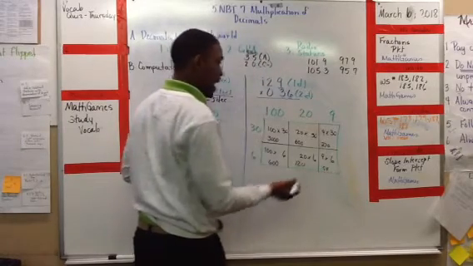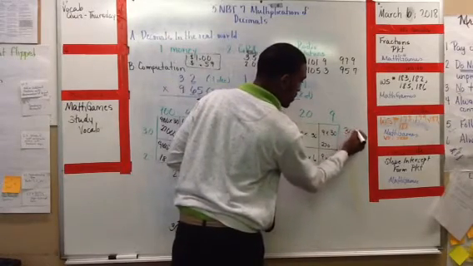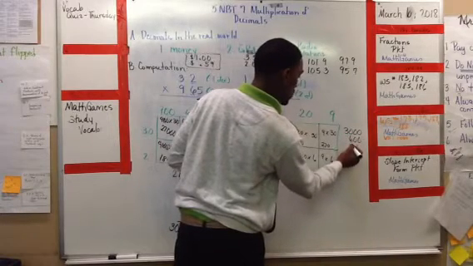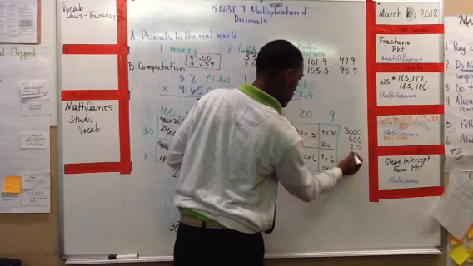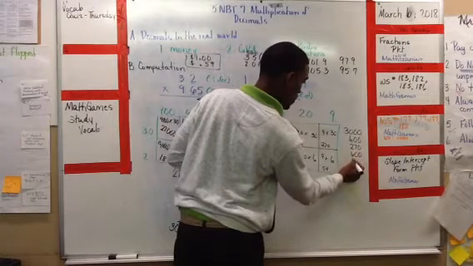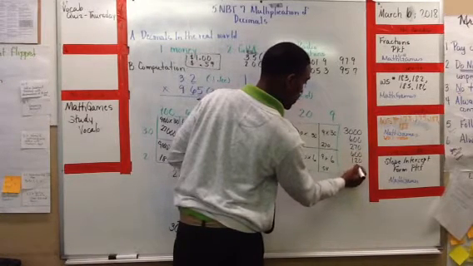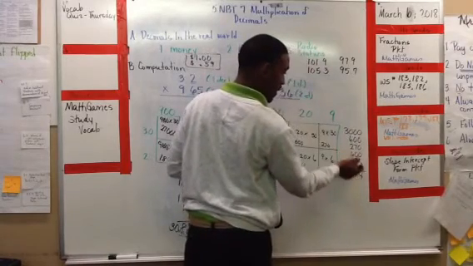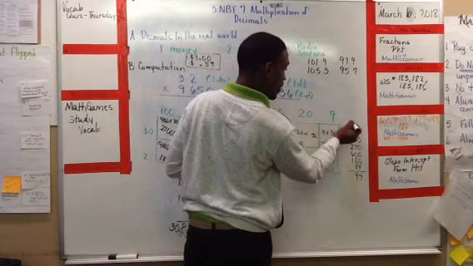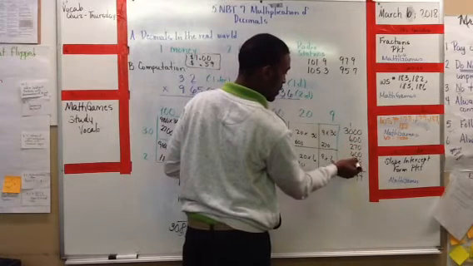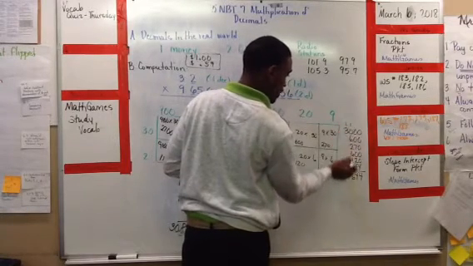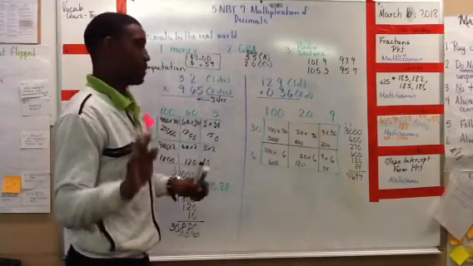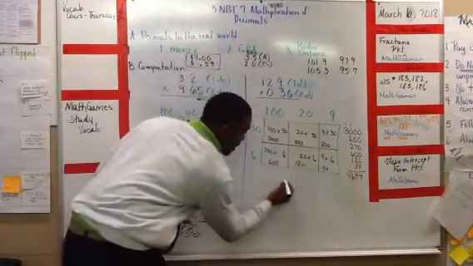I line them up to add them. 3,000, 600, 270, 600, 120. Add these together. 4,644. I'm not finished.